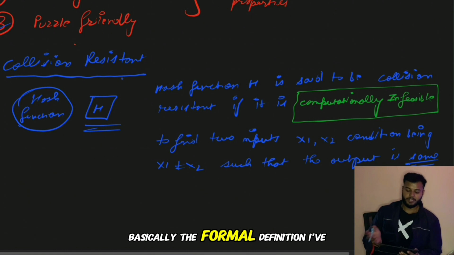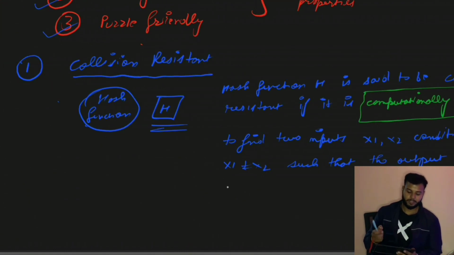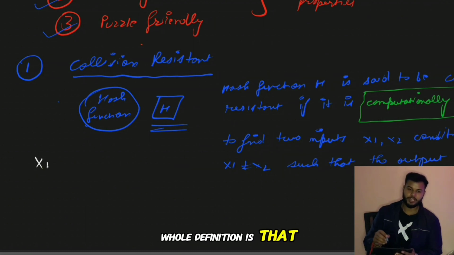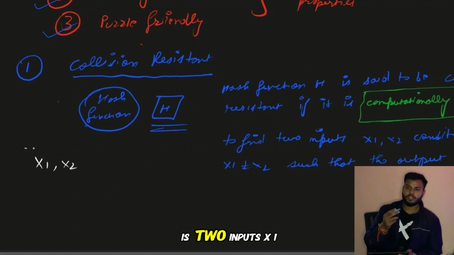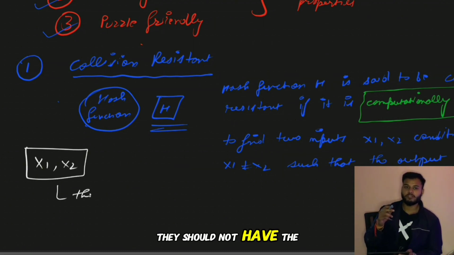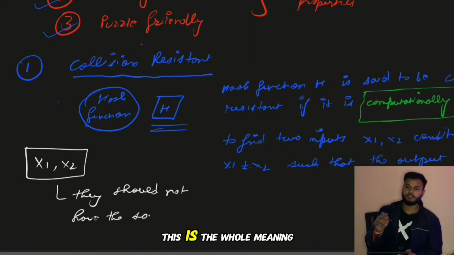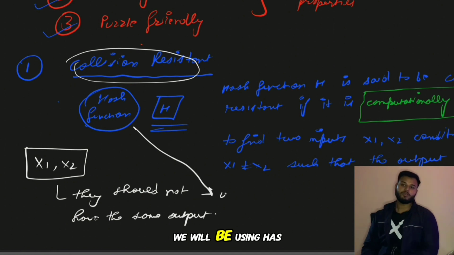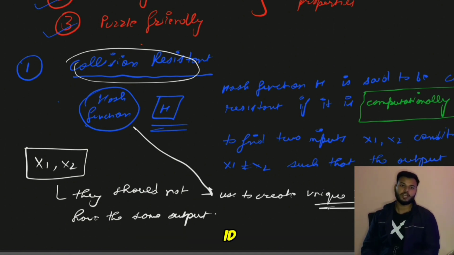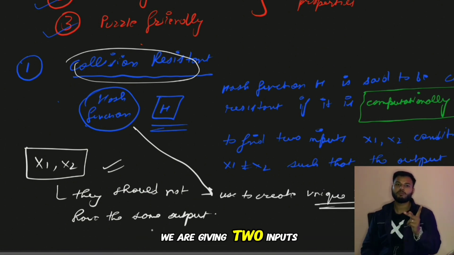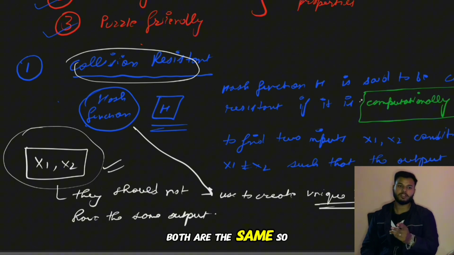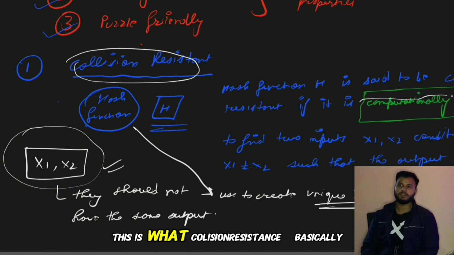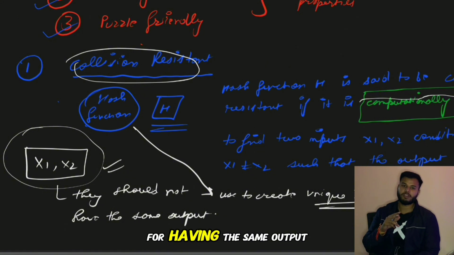The formal definition I've given you, you can note down for reference. But basically, what we mean by the whole definition is that if there are two inputs, x1 and x2, they should not have the same output. This is the whole meaning of the collision resistance property, because we will be using hash functions to create a unique ID, and we don't want two inputs to give the same output. That is, we should not have two inputs having the same output.